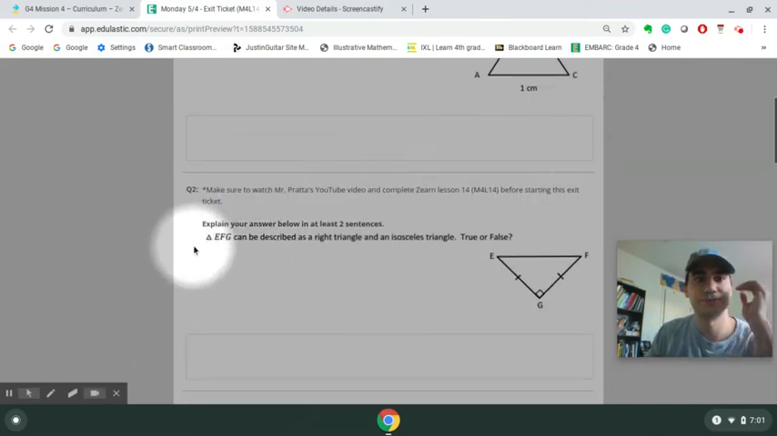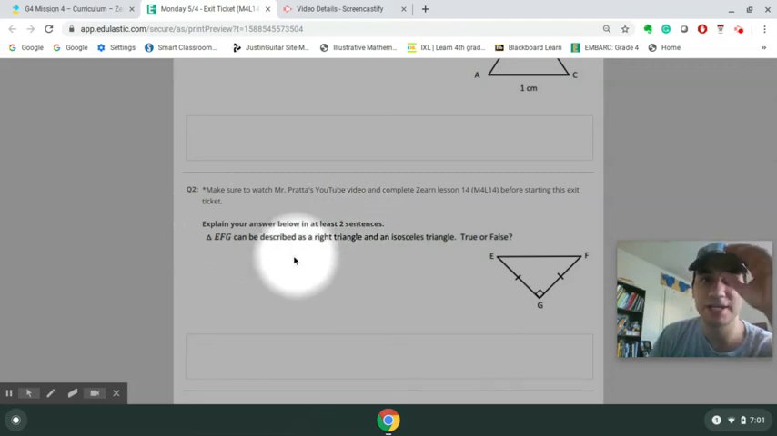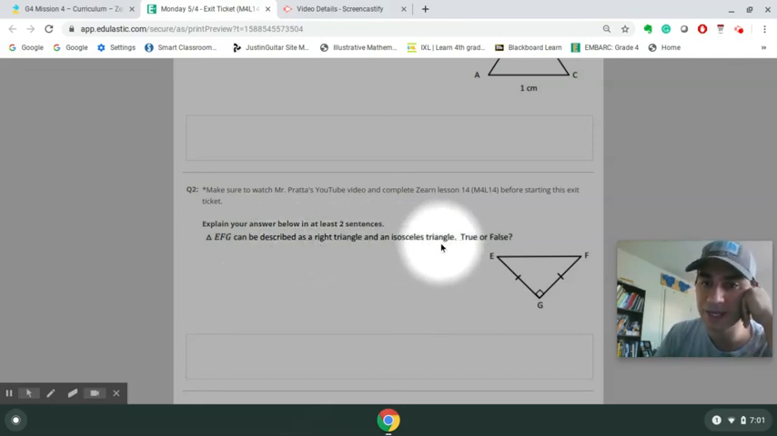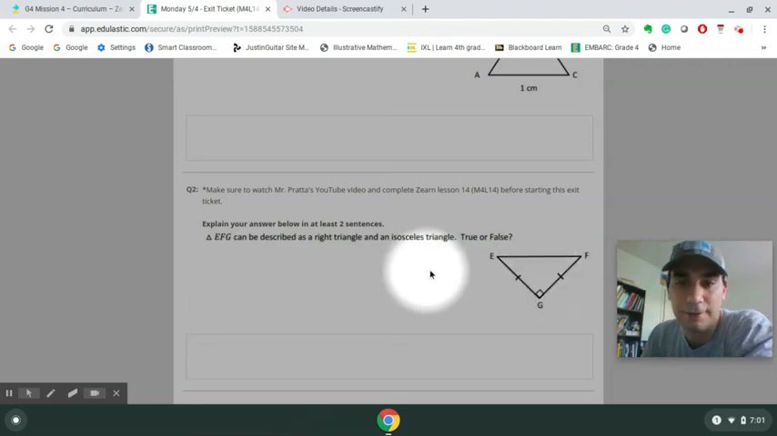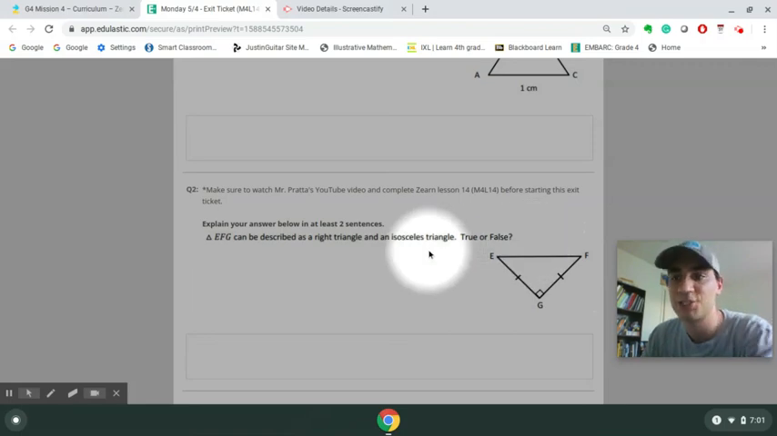Question 2. Same setup here. You're going to have to explain your answer in 2 sentences. EFG can be described as a right triangle and an isosceles triangle. Can we have a right triangle and an isosceles triangle? Tell me if it's true. Tell me why. Tell me false if you think that we can't have a right triangle with an isosceles. I'm going to let you guys do this on your own. If you have to go back and watch some of my video, feel free to do so.